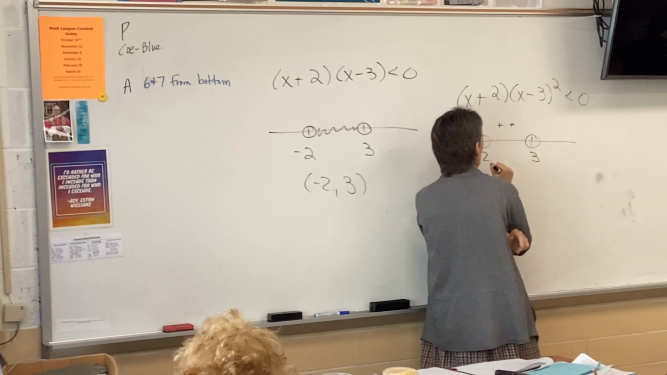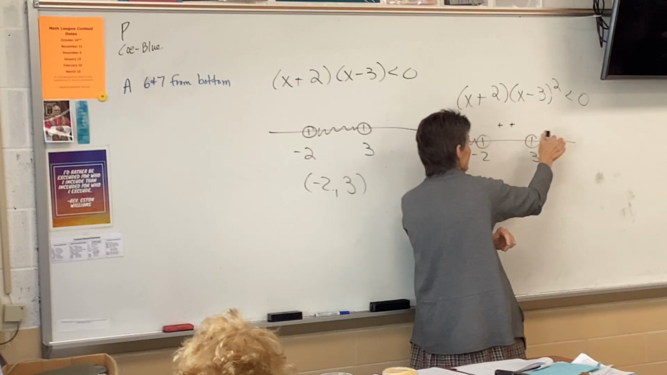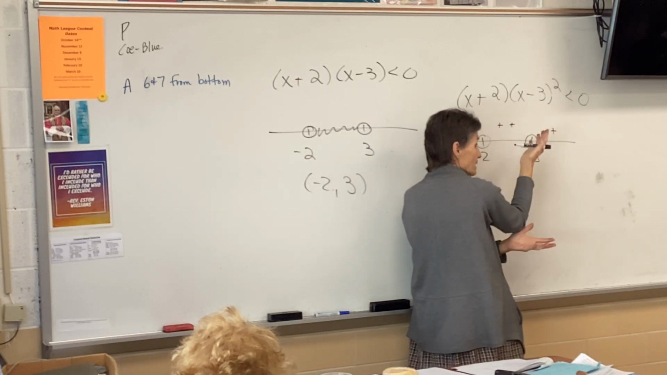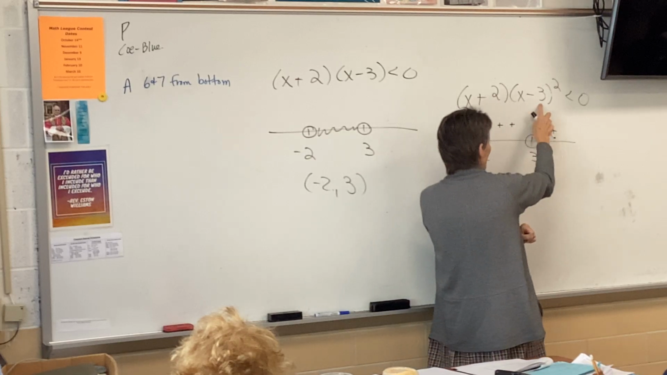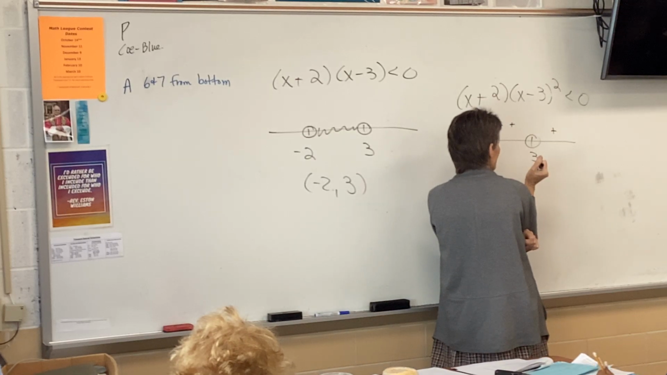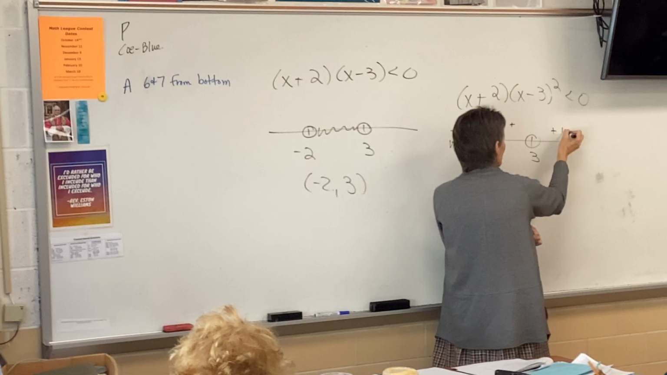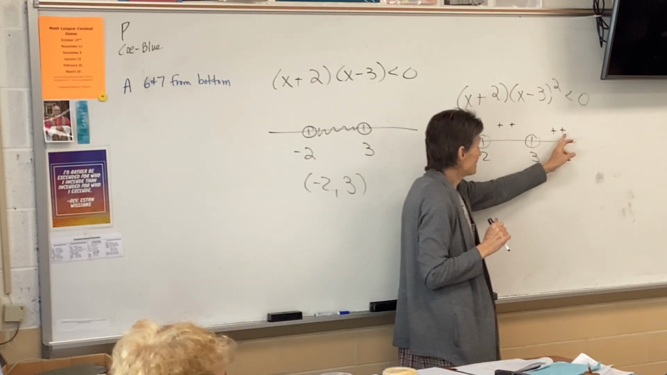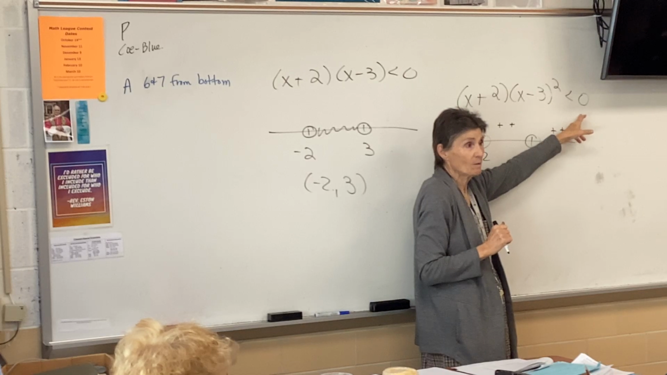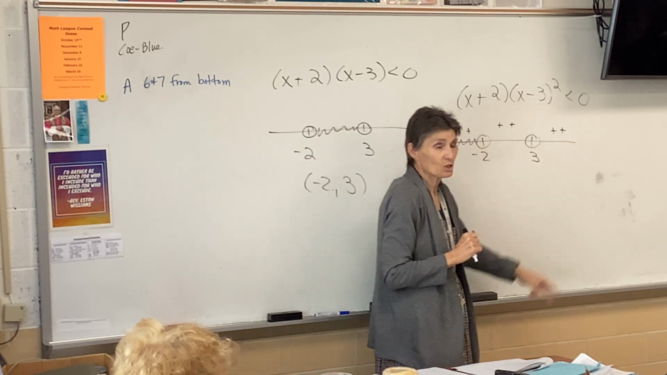All right, let's put in 4. 4 plus 2 is a positive. It's 6. You can use 6 if you want it positive. 4 minus 3 is 1. Squared is still positive. Do I shade there? Kids, positive times positive, is that less than 0? No, that doesn't get shaded either.